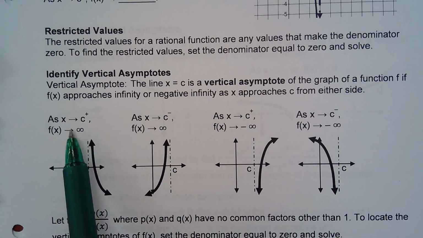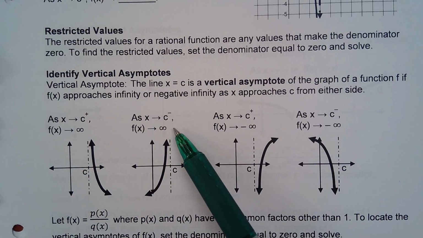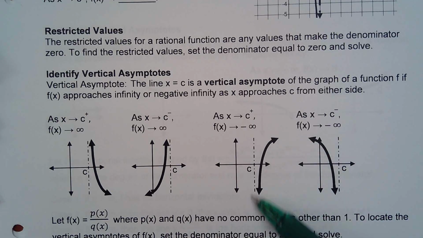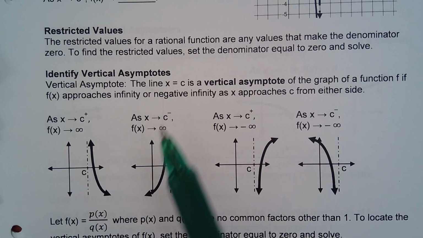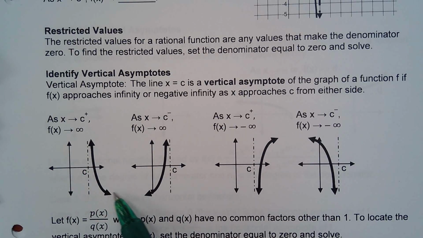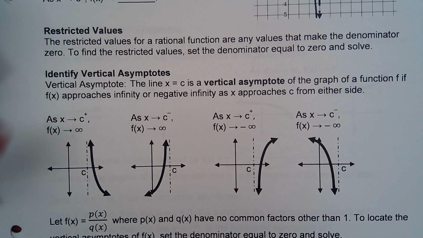Here are some more examples of vertical asymptotes. It could look like this. It can look like that. It might look something like this or like that. These are all instances, and it only has to be on one side. I may not have enough over here, but as long as I'm on one side approaching infinity or negative infinity as I get closer to x equals c, that's going to be a vertical asymptote.